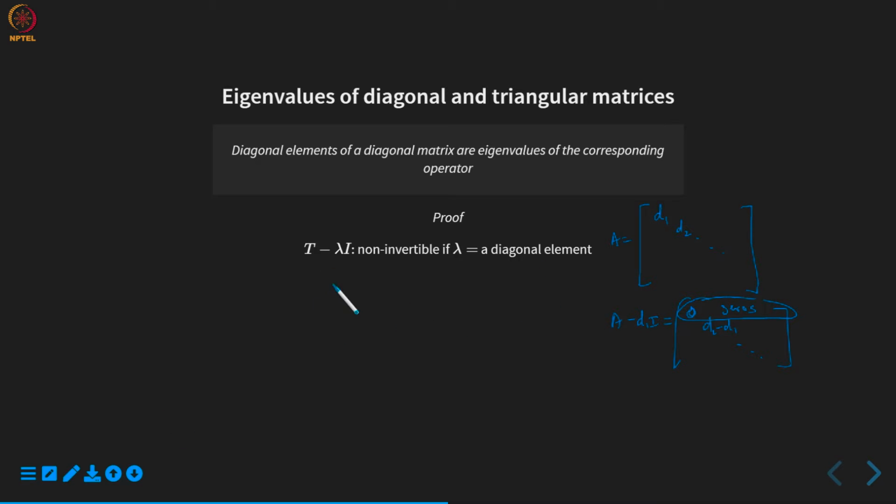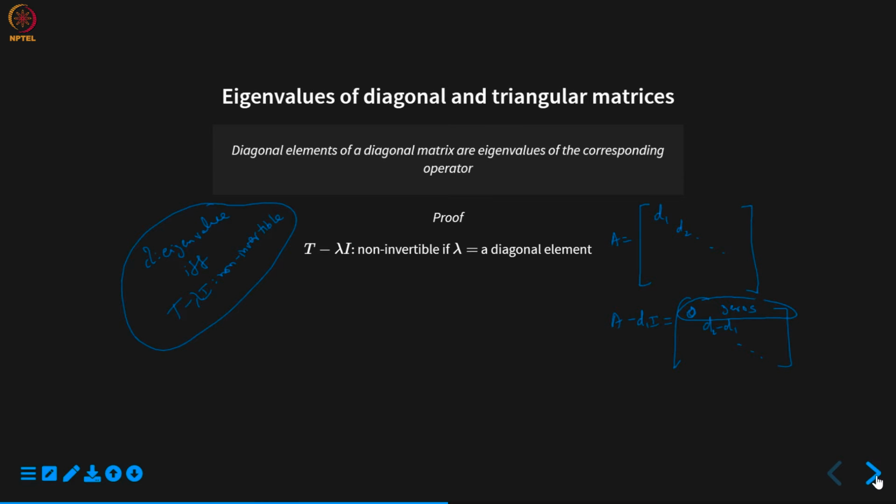This rule is very, very important. Lambda is an eigenvalue if and only if T minus lambda I is non-invertible. It's a very easy rule to see from the definition, but you can see how useful it is in many simple cases to find the eigenvalues. At least for the diagonal case, one can easily find the eigenvalues.